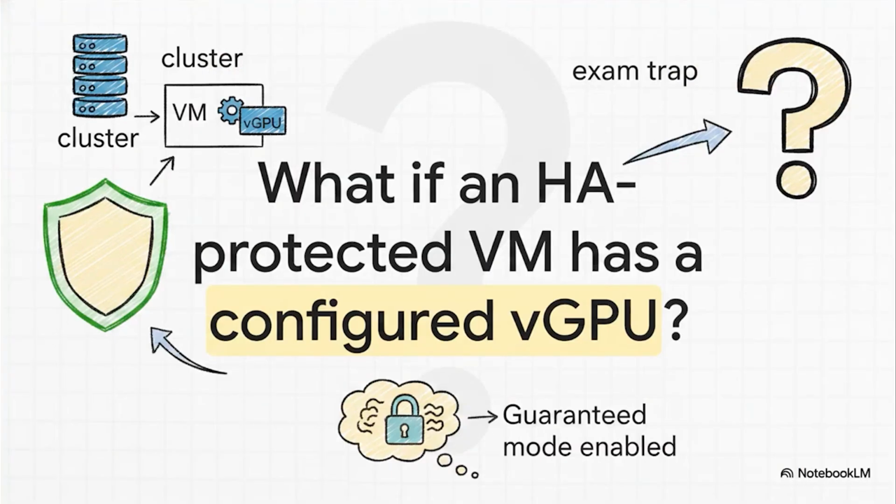Here's a very common, and honestly a very tricky exam trap. The test designers love to evaluate your understanding of what an absolute guarantee actually covers. So the question might ask, if you have guaranteed mode enabled for your cluster, does that strict guarantee extend to a VM that has specialized physical hardware attached? Specifically, an NVIDIA vGPU, or Virtual Graphics Processing Unit.